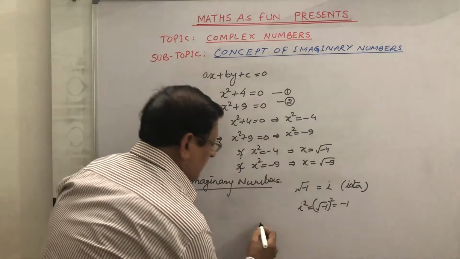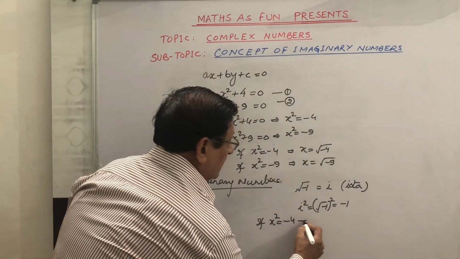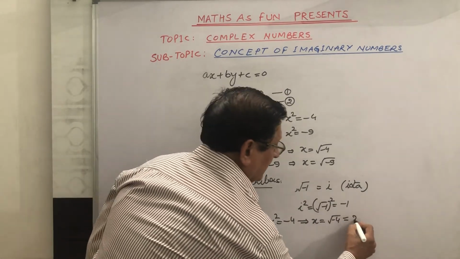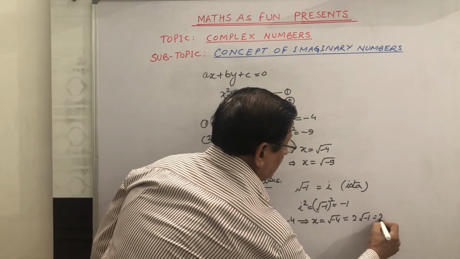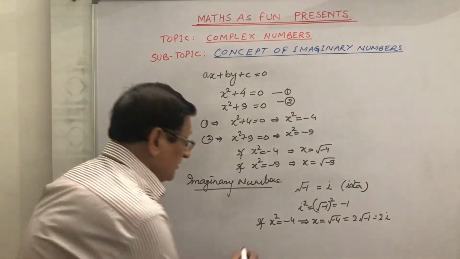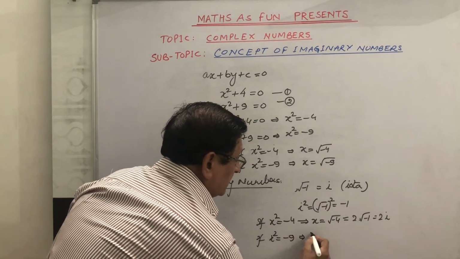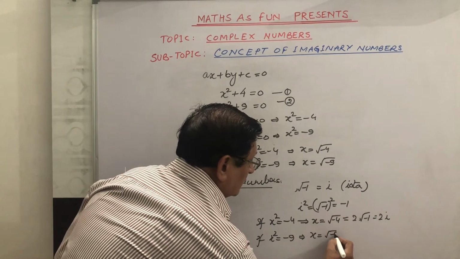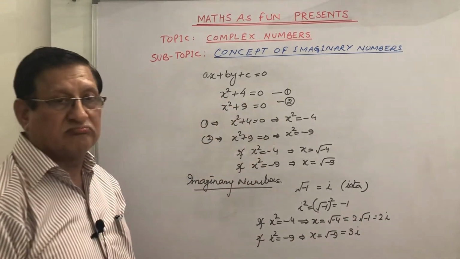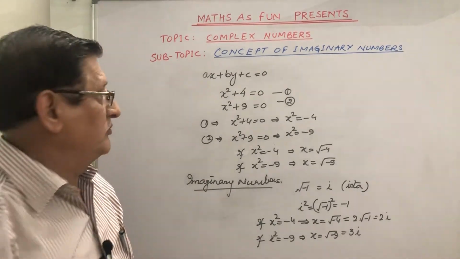In the first case, if x square is equal to minus 4, this implies that x is equal to root of minus 4, which can be written as 2 into root of minus 1, or we can write this as 2 iota. Similarly, if x square is equal to minus 9, this implies that x is equal to root of minus 9, and that can be written as 3 iota. Let's learn about this iota now.